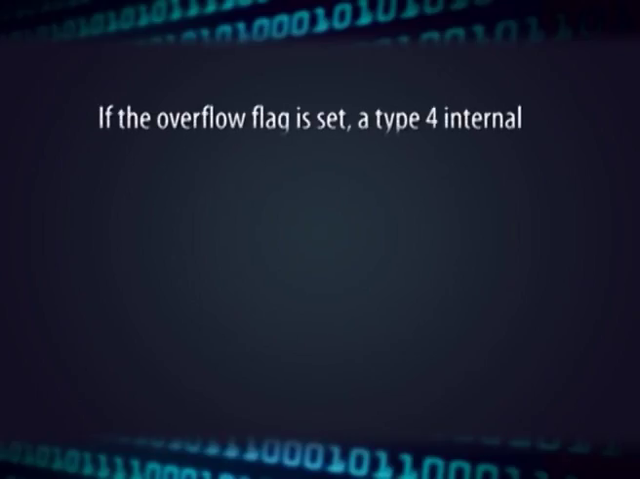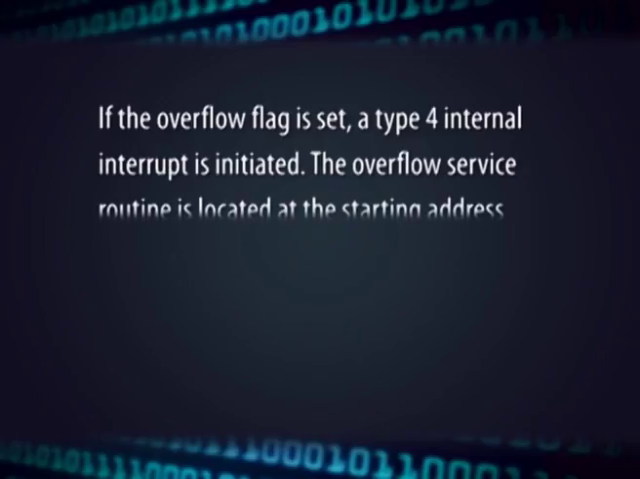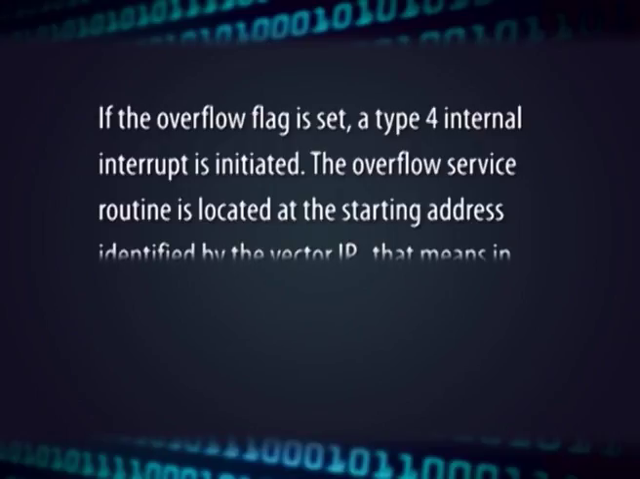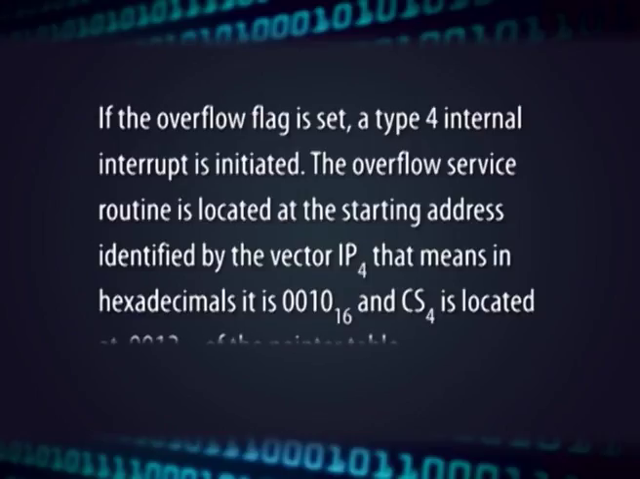This instruction must be included after arithmetic instructions that can generate an overflow condition, such as addition and subtraction. It tests the overflow flag. If the overflow flag is set, a type 4 internal interrupt is initiated. The overflow service routine is located at the starting address identified by the vector IP4, that means in hexadecimal it is 0010, and CS4 is located at 0012 in hexadecimal of the pointer table.